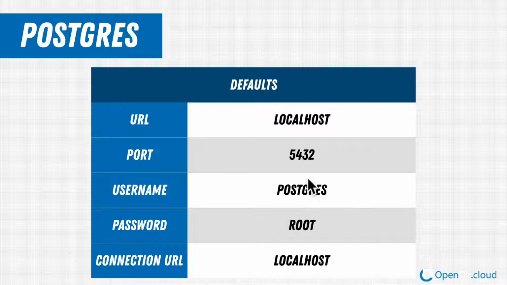So our username is always going to be Postgres. And our password, we're always going to try to set to root so that we have consistency in terms of what we're trying to set up. Now, this is not a secure password, nor should you ever do this in a work environment or a production environment. So the URL is localhost, which means the connection URL is also going to be localhost. These two things mean the same thing. Don't worry about it.